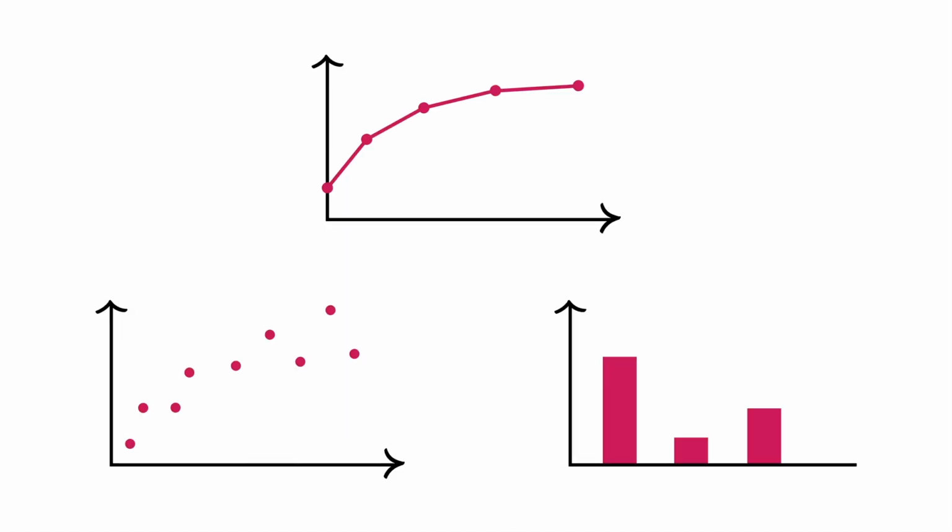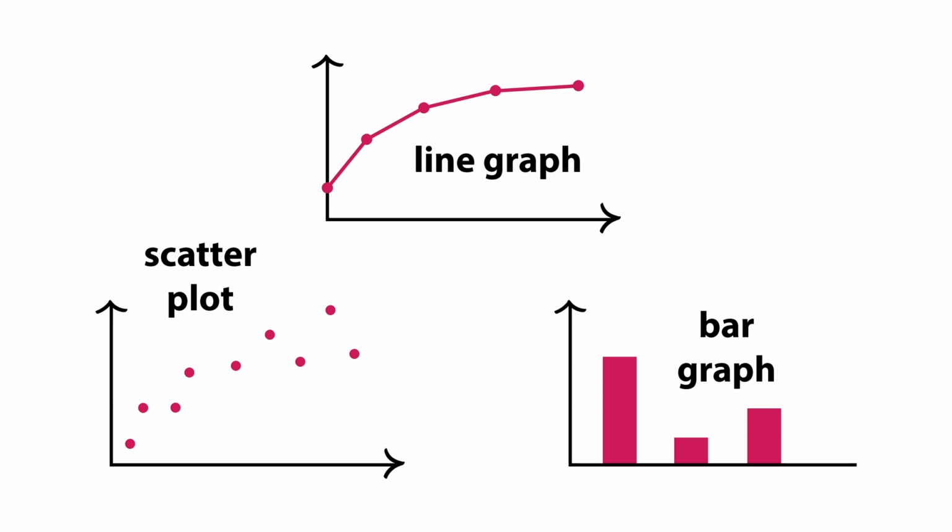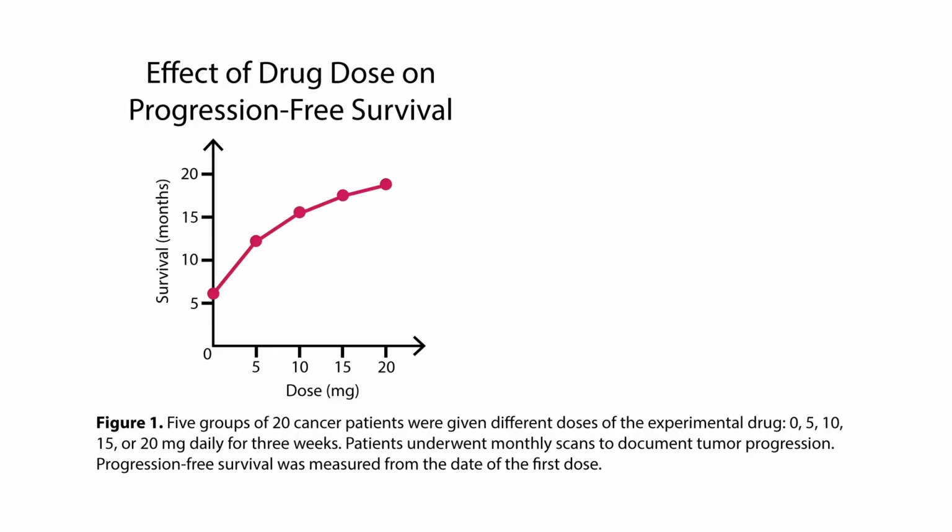Scientists use graphs then to show the relationship between different things in a much more visual and easy to understand way. There are many different kinds of graphs that scientists use to report their data. 3 of the most common types are the line graph, the scatter plot, and the bar graph. There are some differences in these graphs and how they are used, but they also have many common components. Let's use the line graph from our cancer clinical trial example to talk about the different parts of a graph.